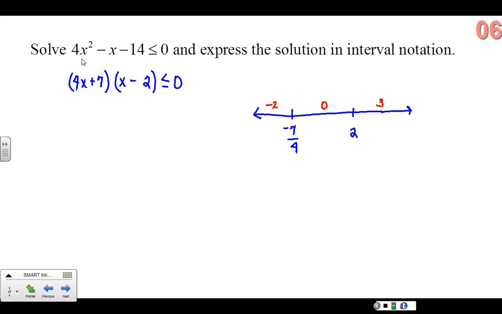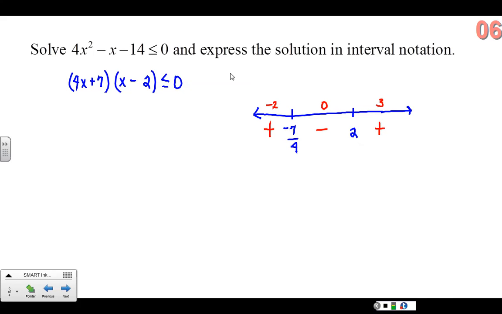So if I try negative 2, that would give me 4 times 4, so 16, minus negative 2, so that's going to be plus 2, minus 14 gives me a positive number, so this interval is positive. If I plug in the 0, I would get 0 minus 0, so that's 0 minus 14 gives me a negative. Then if I try 3, 3 squared is 9, so 4 times 9 would be 36, minus 3 minus 14, which tells me that's going to be a positive number as well.